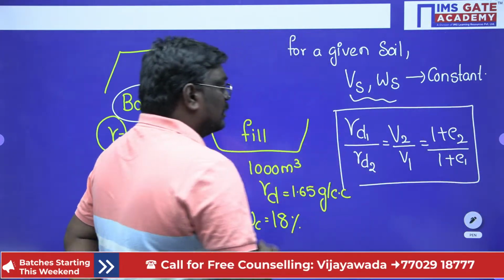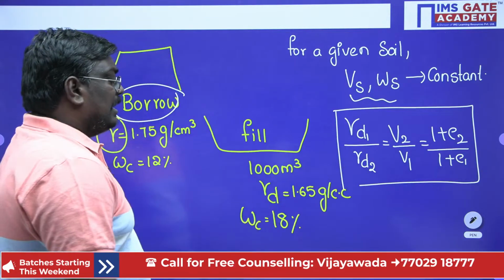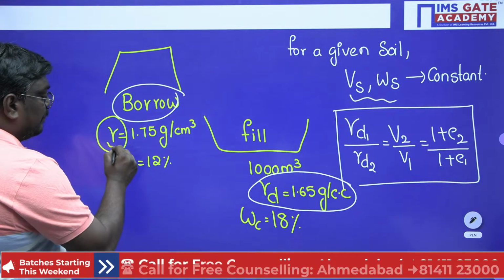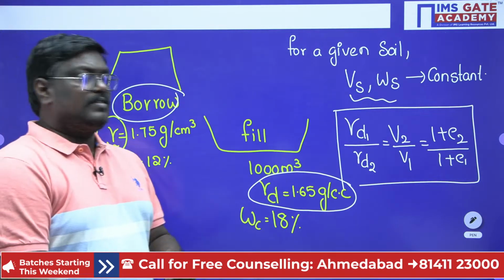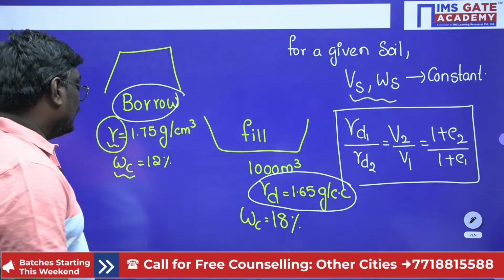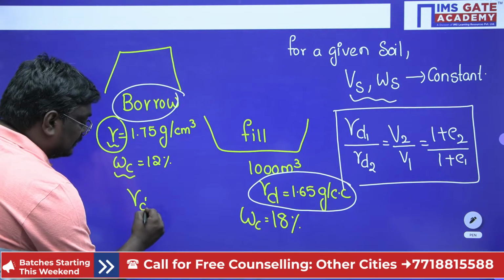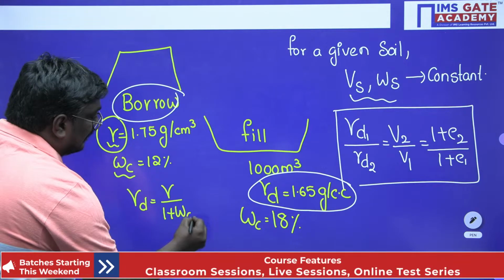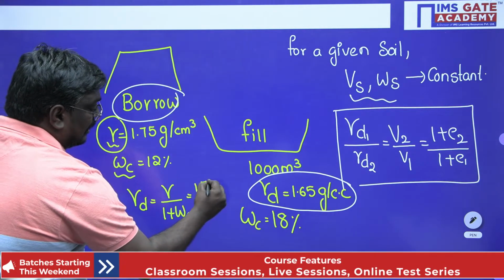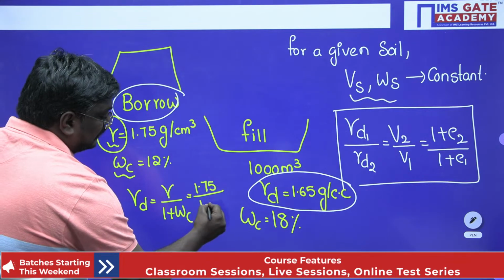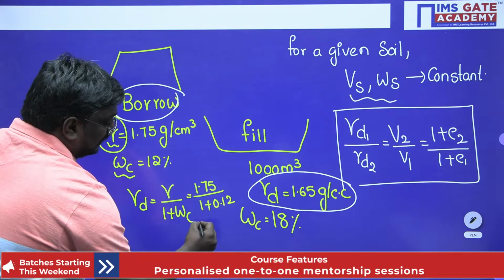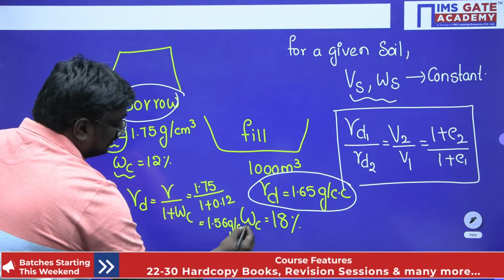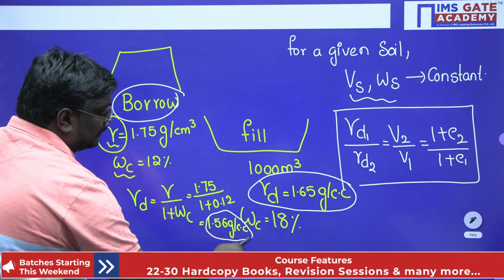Now see students, first of all, here the dry density is how much? 1.65. Now how do you calculate it if the bulk density and water content are given? Dry density is equal to bulk density, that is gamma, upon 1 plus water content. Gamma is given as 1.75 and the water content is 12 percent. So 1.75 upon 1 plus 0.12 will be equal to 1.56 gram per cc. So this value here is 1.56 gram per cc.